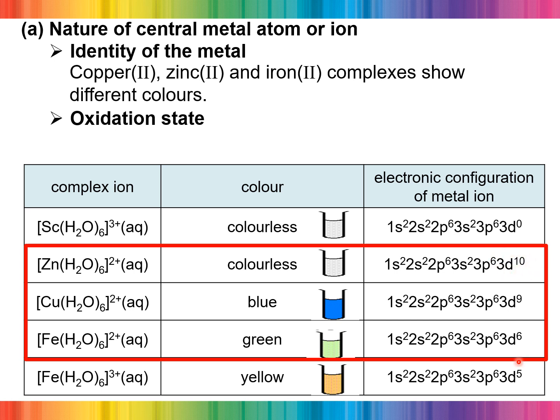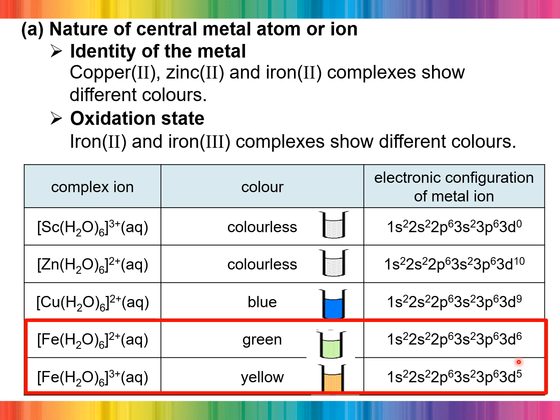And the next one will be oxidation state. I want to bring your attention to the +2 oxidation state for iron and the +3 oxidation state for iron as well. You can see that just by having different oxidation states, the colors can change already. If it's green, then it should be absorbing red. And if it's yellow, then it will be absorbing violet. So this tells you the energy gap. Between green and yellow, this one is absorbing red, and this one is absorbing violet.